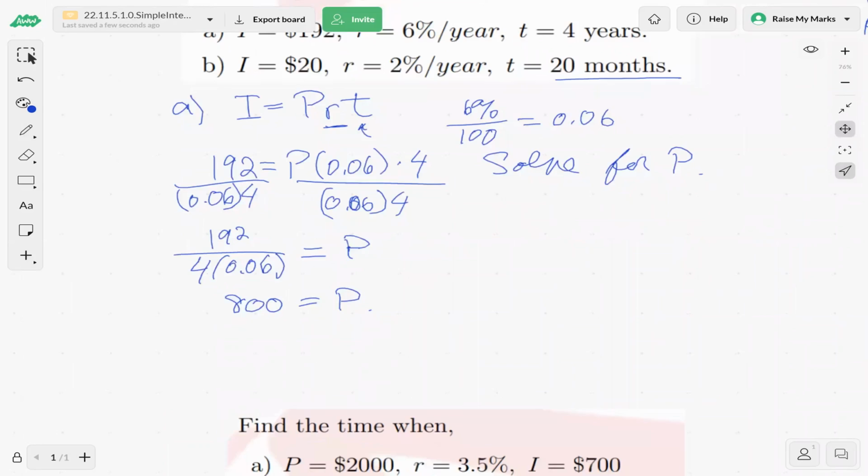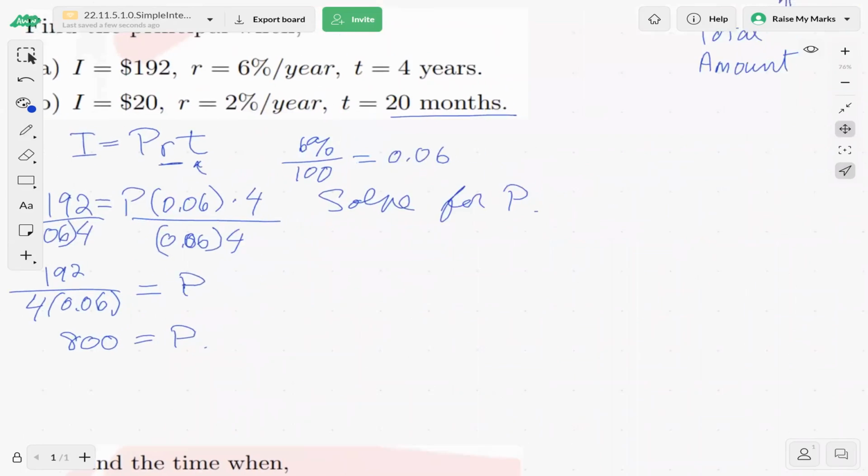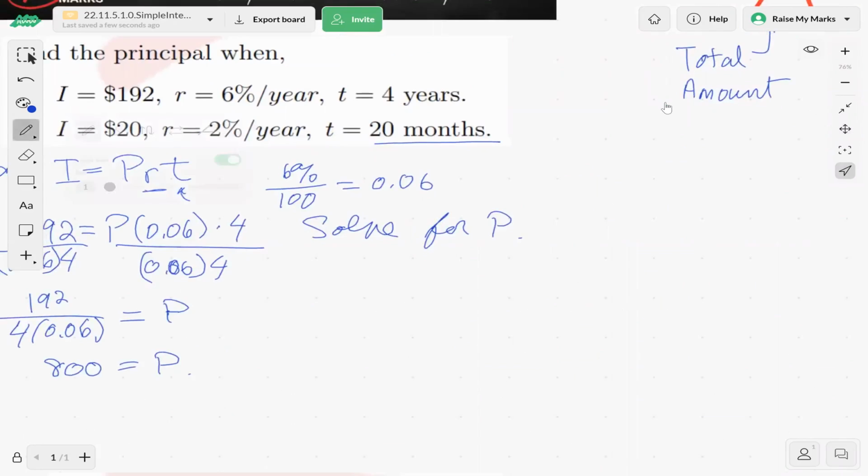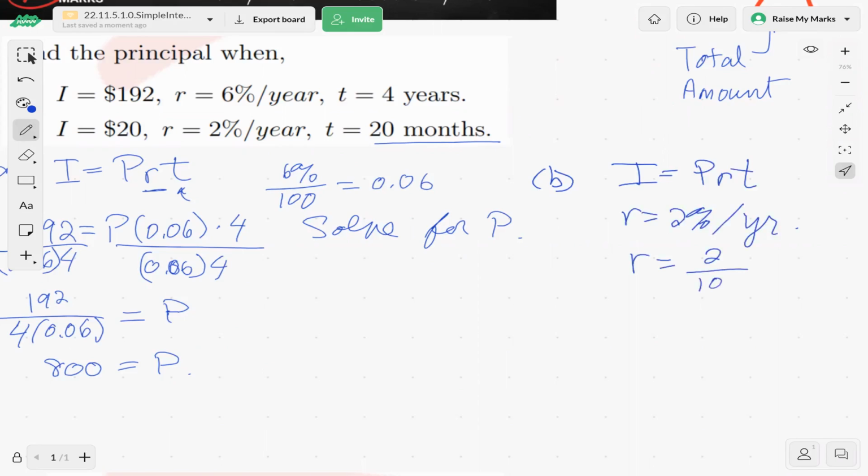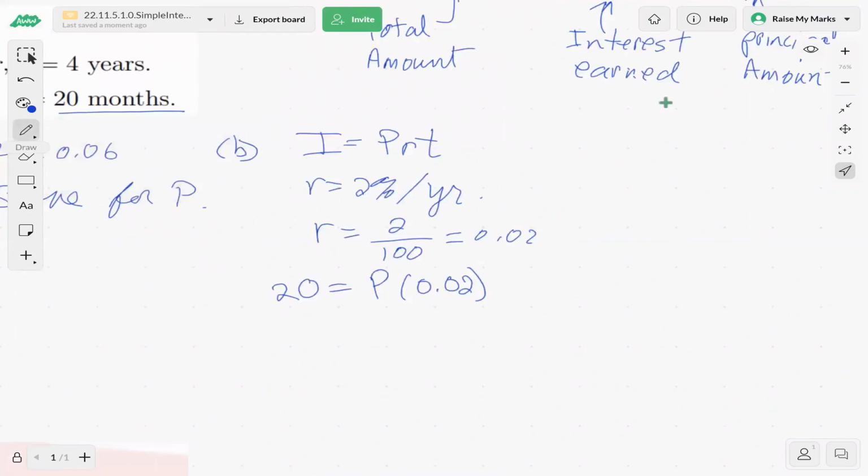That's good. Now let's have a look at part B. Again, same formula, I equals PRT. Our interest rate is 2% per year. Let's change that to a decimal. 2 divided by 100 equals 0.02. Now let's plug into our formula. Our interest earned is $20. We don't know our principal. Our interest rate is 0.02, and then the time. So this is interesting. Our time is 20 months.